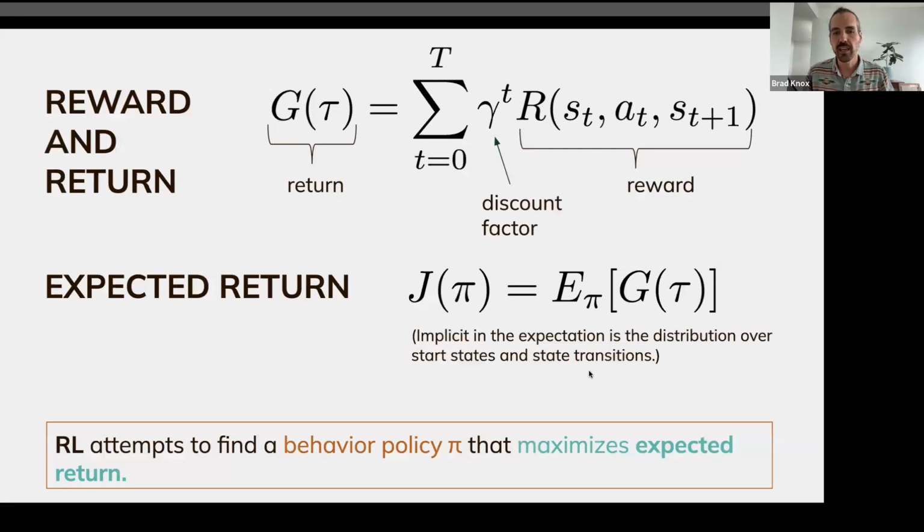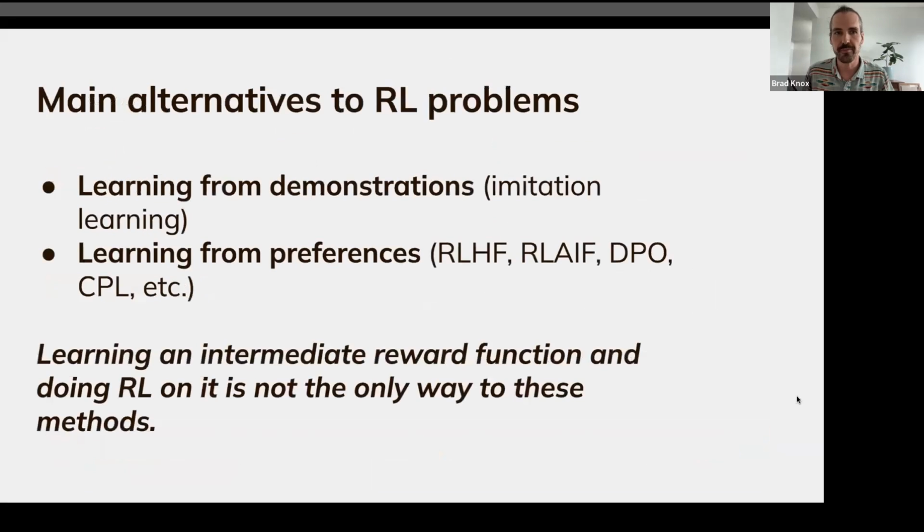Okay, so given expected return, RL is attempting to find a behavior policy pi that maximizes expected return. Or at least policy improvement more specifically. But usually that's what we mean when we say RL. Before I go into this further, I just want to note there are alternatives to reinforcement learning. If you have a sequential decision-making problem and you want a policy for it, you could try other approaches, such as learning from demonstrations, imitation learning, or learning from preferences, which is often called RLHF.